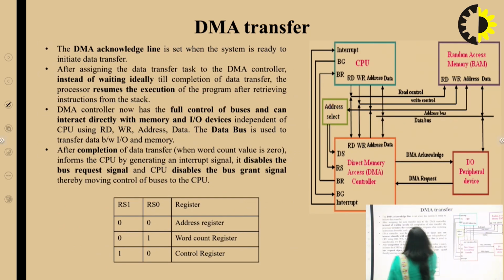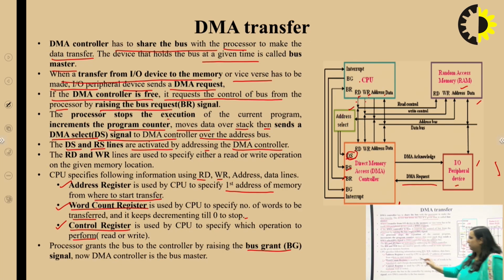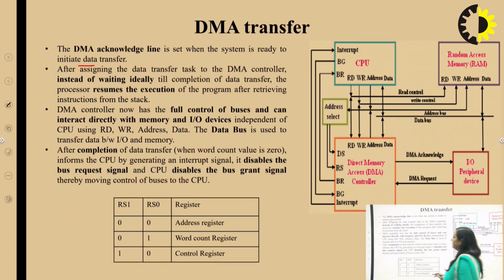And the DMA acknowledge line is set when the system is ready to initiate data transfer. When the input-output peripheral device sends the DMA request to the DMA controller, after all previous information is specified by CPU to the DMA controller, DMA sends the DMA acknowledge to the input-output device that I am ready now to transfer the data.